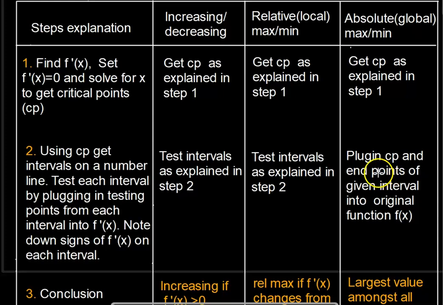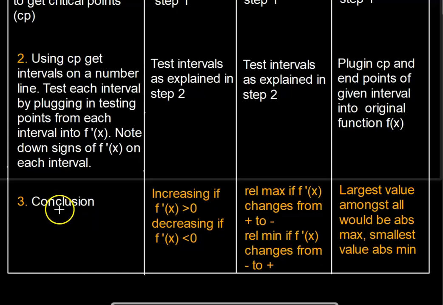We don't need to find the intervals for global maxima and minima. What we do is plug the critical points and the endpoints of the given interval into the original function. So this would be the second step for global maxima and minima. Then we write the conclusion for step 3.